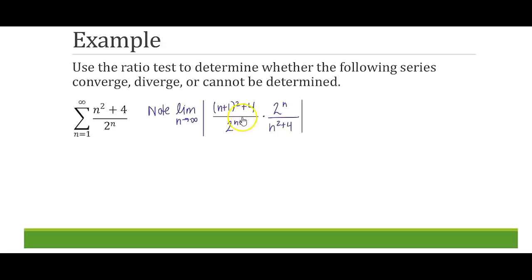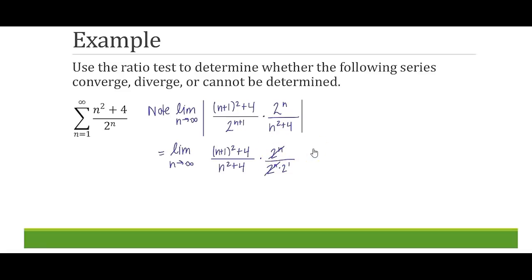Since everything here is positive, we can go ahead and drop those absolute value bars and evaluate the limit as n approaches infinity of, now I'm going to go ahead and think about the n plus 1 squared plus 4 over n squared plus 4 part, separate from 2 to the n over 2 to the n times 2 to the 1. So I switched the denominators here, and then I also rewrote 2 to the n plus 1 as 2 to the n times 2 to the 1.